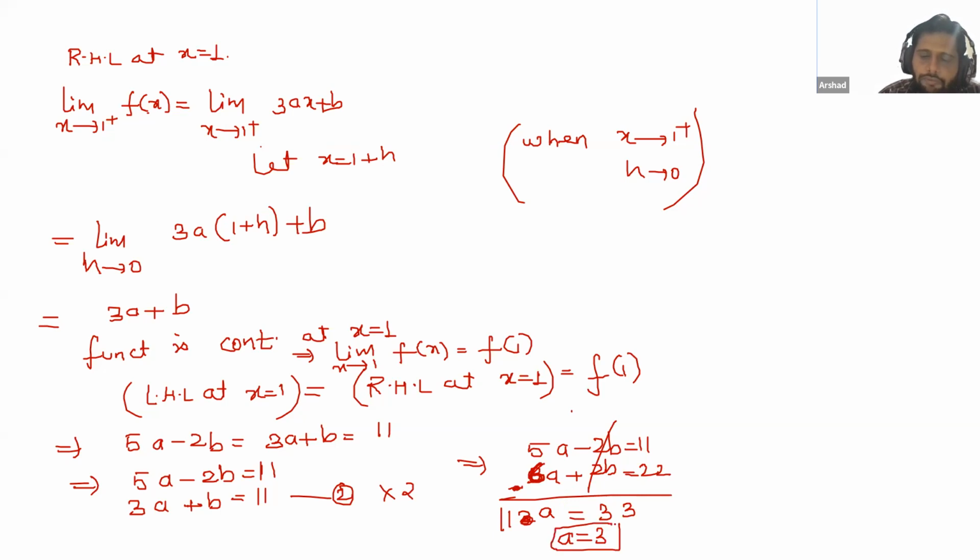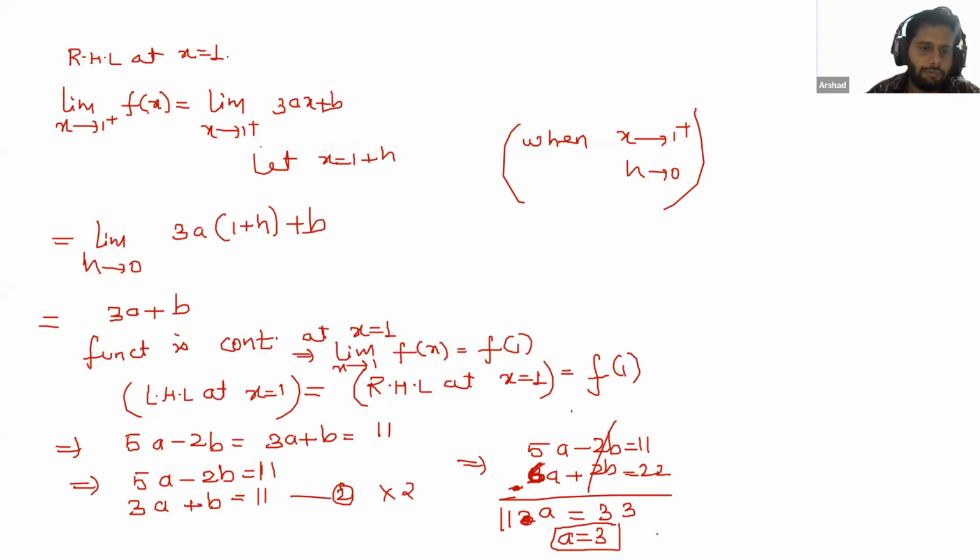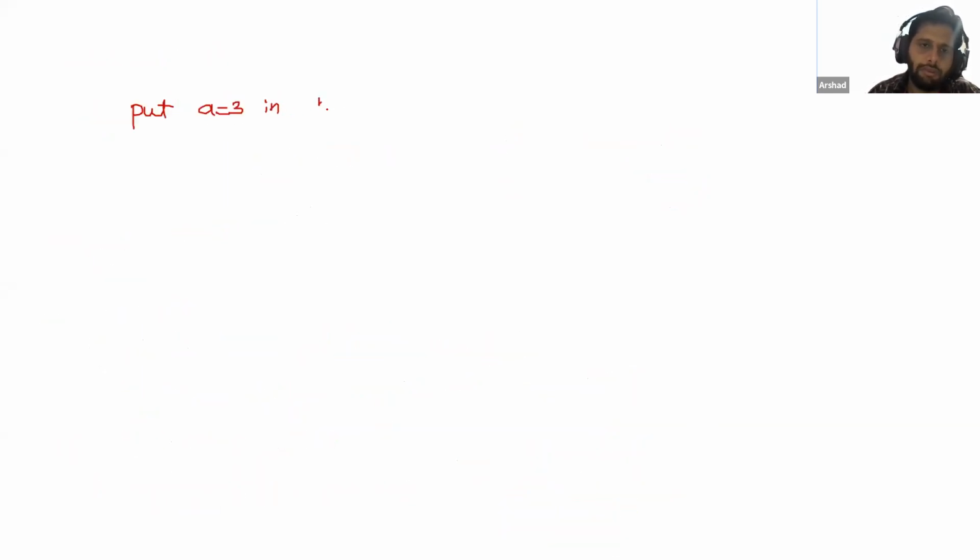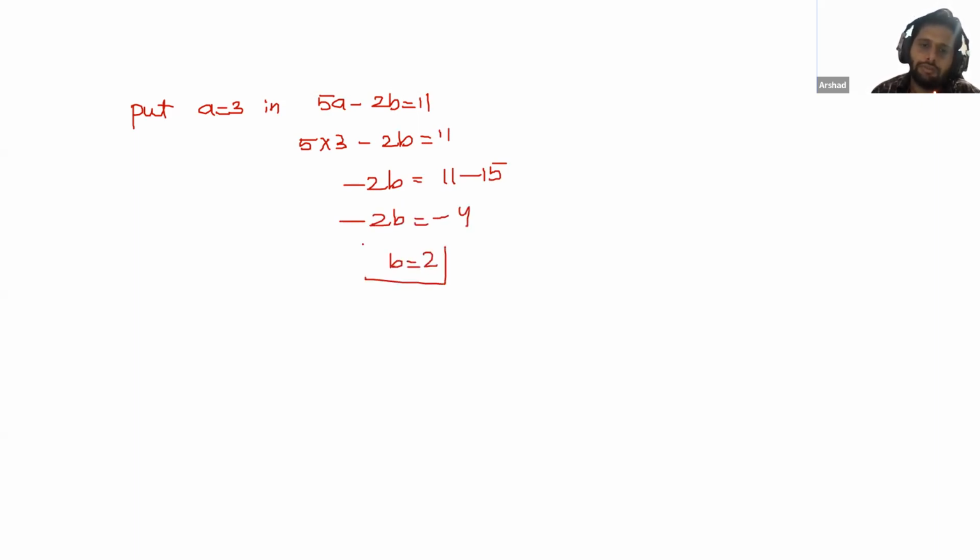You can put this value in any of the equations. Put a is equal to 3 in 5a minus 2b is equal to 11. So you will get 5 into 3 minus 2b is equal to 11. So minus 2b is equal to 11 minus 15, minus 2b is equal to minus 4, and b is equal to 2. So we get these two values.